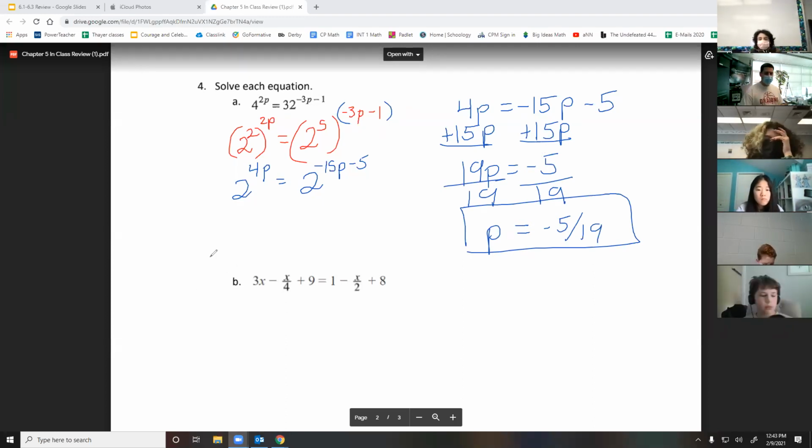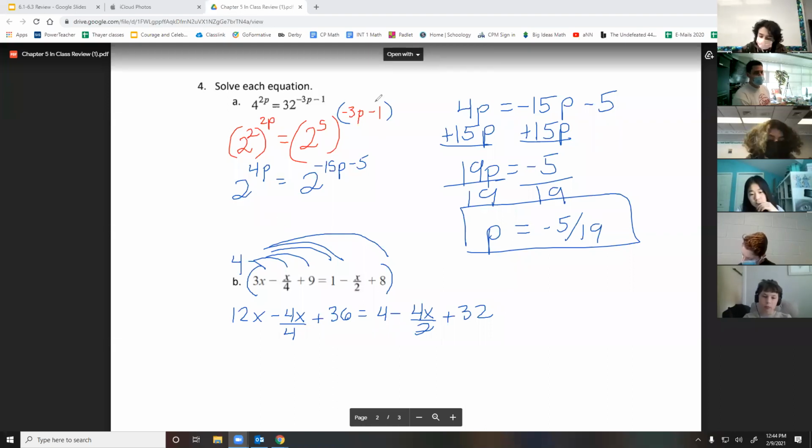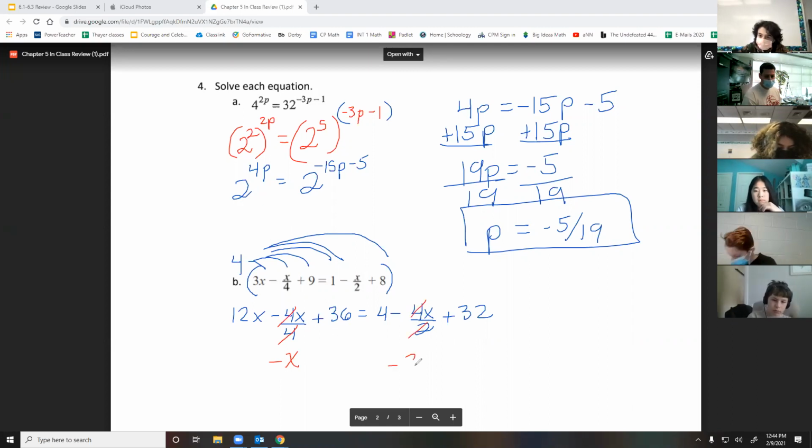Okay, next, let's take a look at part B, where we have a bunch of fractions. So it'd be ideal to get rid of these fractions by multiplying by the least common denominator of the entire problem. So I have a denominator of 4 and 2, and the least common denominator between those is 4, right? So we're going to multiply this whole problem by 4. All right, I've distributed the 4, and we do that so we can now simplify our fractions, which will now be nice integers. So that'll just become negative 1x or negative x, and this will become a negative 2x. Everything else I'm just going to drop down as 12x plus 36, 4, and your plus 32.